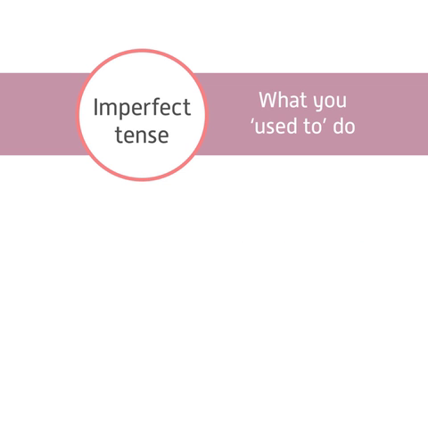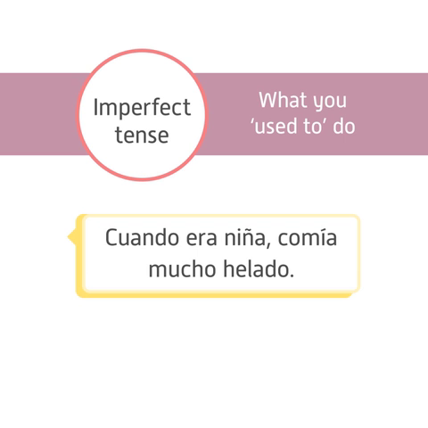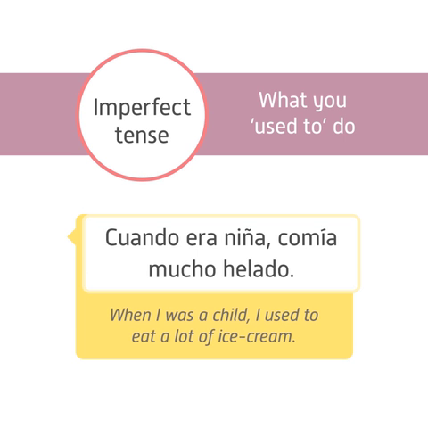The imperfect tense is used to describe what you used to do. For example, the sentence, Cuando era niña, comía mucho helado, which means, when I was a child, I used to eat a lot of ice cream.